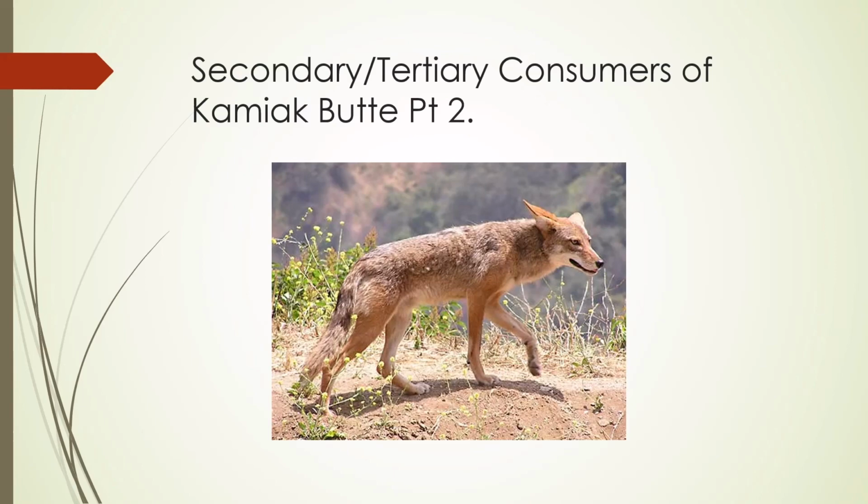These examples of tertiary and secondary consumers are also key parts of any ecosystem. At Kamiak Butte, these consumers keep the ecosystem balanced by keeping primary consumers in check.